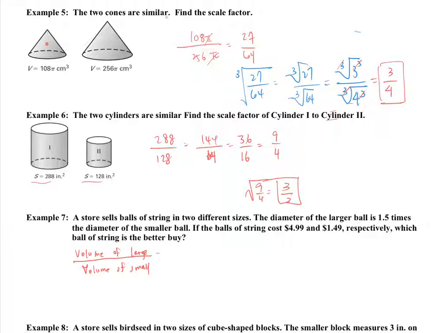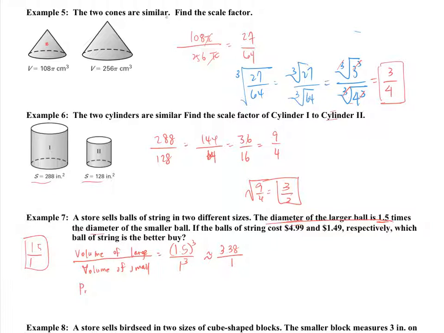So since the diameter of the large one is 1.5 to the smaller one, which is just 1, so 1.5 to 1, because it says it's 1.5 times the diameter of the smaller ball. So this has to be the scale factor. So I have to cube 1.5 and 1. So this is about 3.38 to 1.